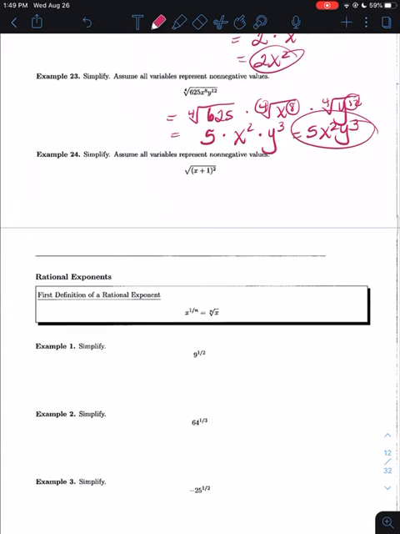Same thing works for an expression like this. You have x plus 1 and it's squared. So you just take your 2 and divide it by 2 because you're taking the square root. So your final answer would be that parentheses raised to the first power, which is just x plus 1.